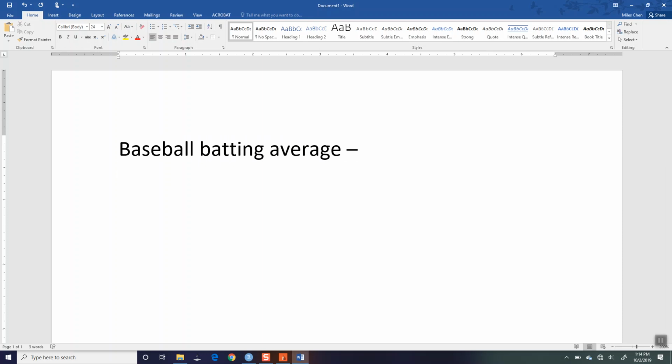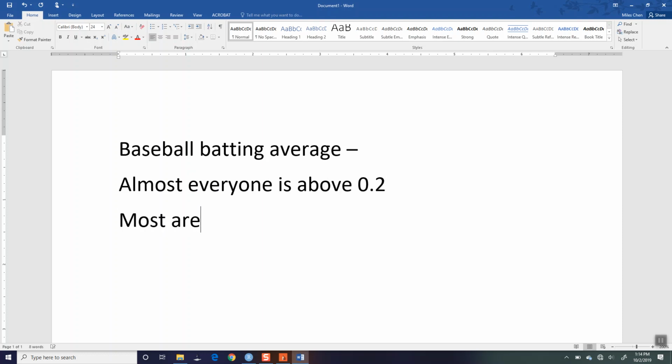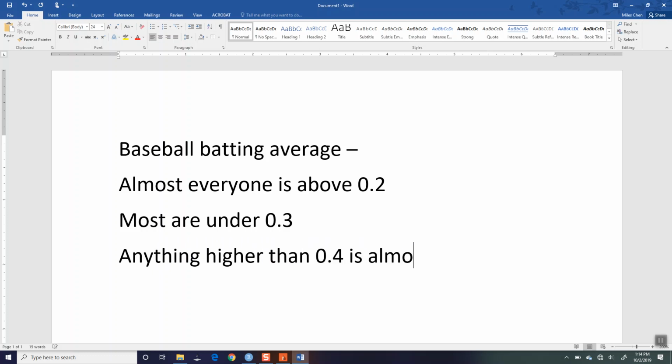We have almost everyone is above 0.2. Most are under 0.3, and anything higher than 0.4 is almost impossible. Okay, and so we can reflect this using the beta distribution.